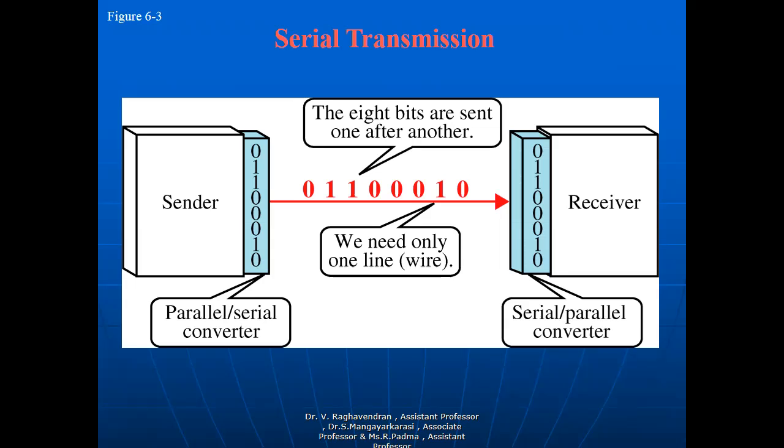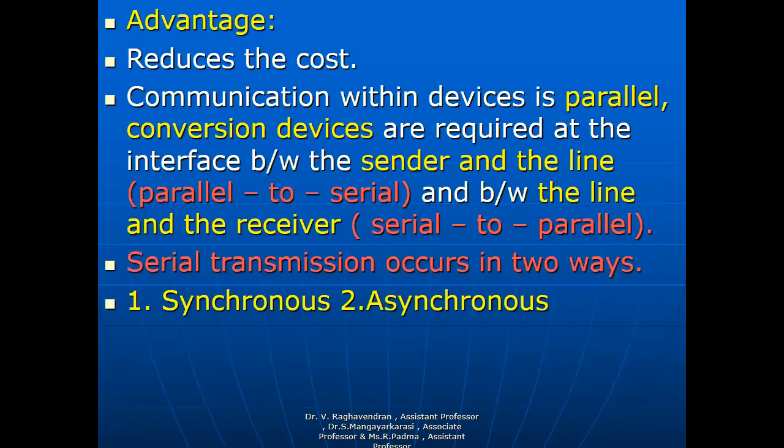After that, it reaches the destination side. Here also we use a serial-to-parallel converter. The main purpose of the serial-to-parallel converter is to receive the serial inputs from the sender side and convert them into parallel mode. Then only the information sent by the sender is received in the same format by the receiver. Without these converters, we can't transmit information in serial transmission.